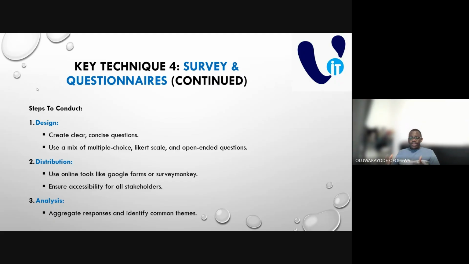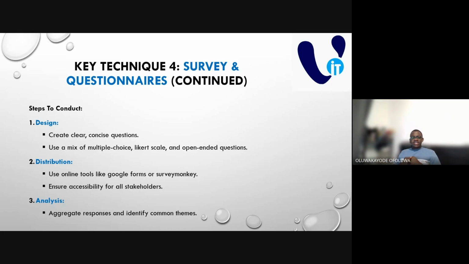You also want to go to the point of distribution. Use online tools like Google Forms or SurveyMonkey to distribute these questionnaires. Ensure accessibility for all stakeholders. When we talk about accessibility, we're looking at things like font size and the colors that we use, because some people have color blindness. For people that cannot easily read, we should have a text-to-speech feature wherever we can. So you have to ensure accessibility for all stakeholders.